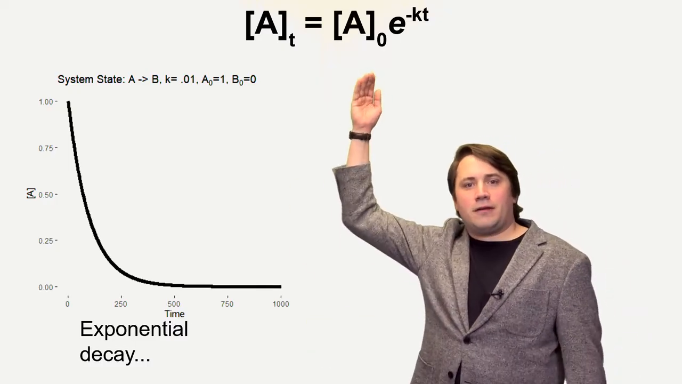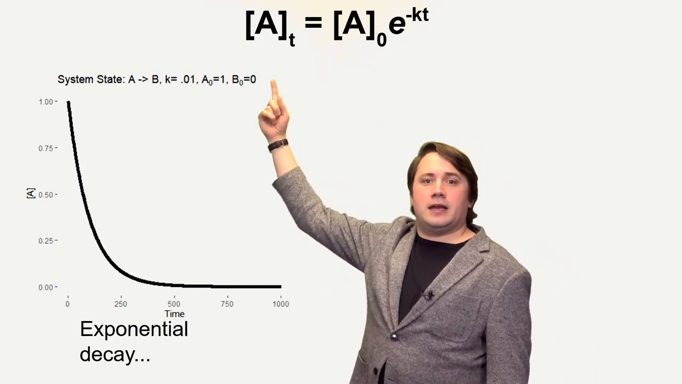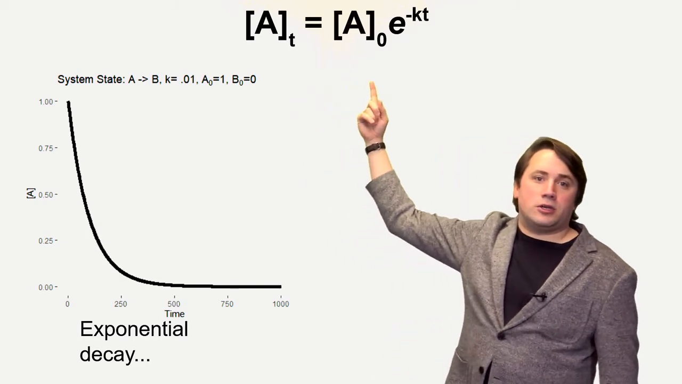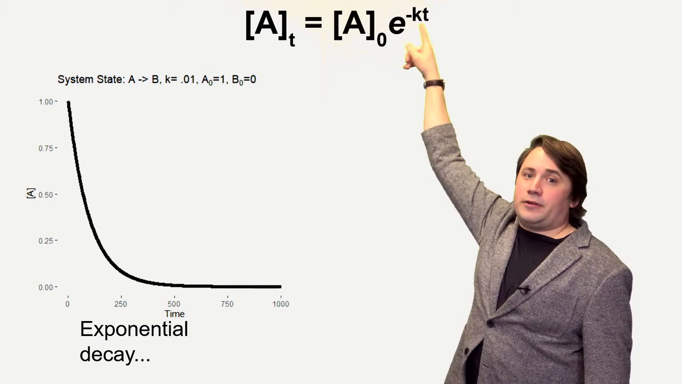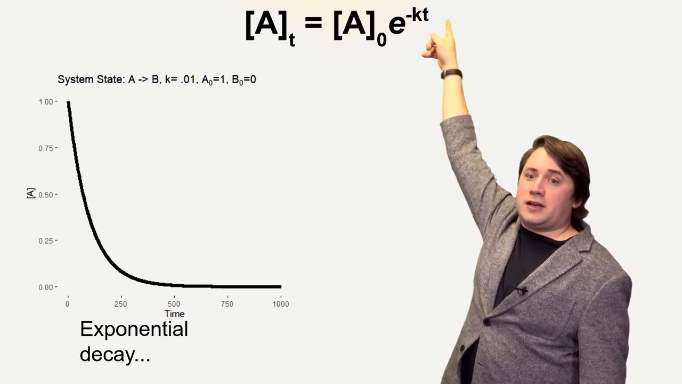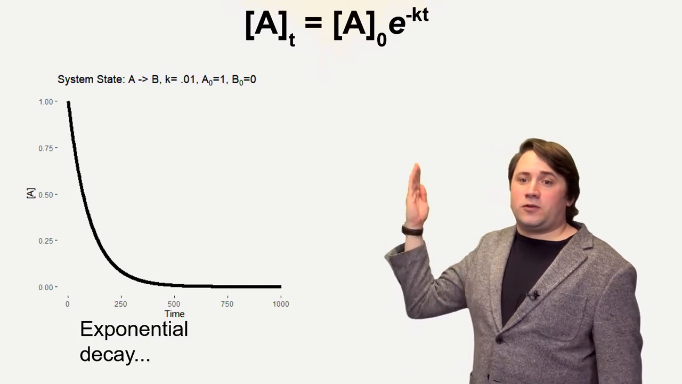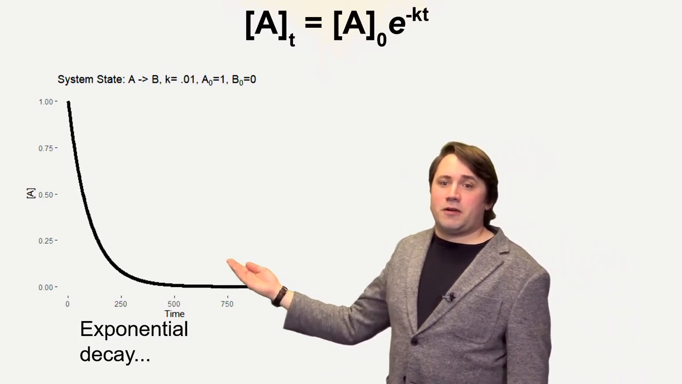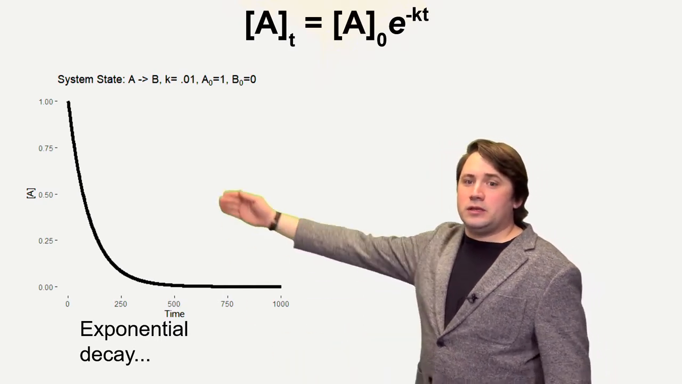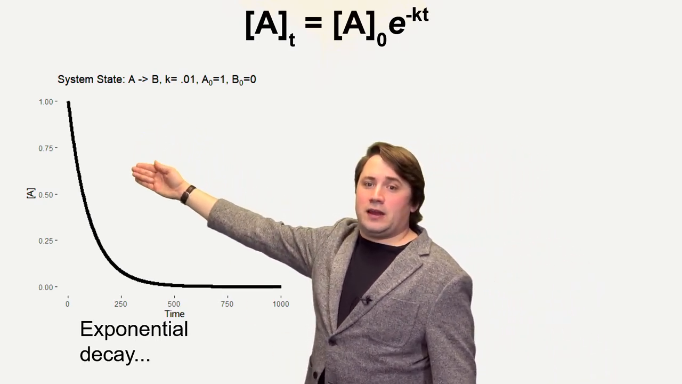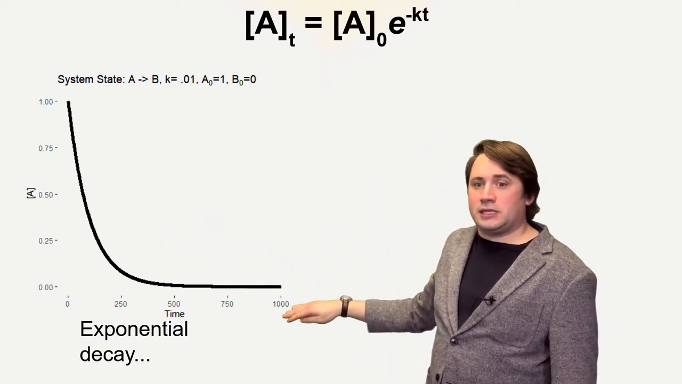So again, here we have the integrated mass action expression. The concentration of A at time t is equal to the concentration of A at time 0 multiplied by e raised to the negative reaction constant times the amount of time that's elapsed since time 0. And you might recognize from this formula, or from this graph, that this is your classic exponential decay formula. So A starts off high, and then it exponentially declines, and then asymptotically approaches its final concentration of 0.